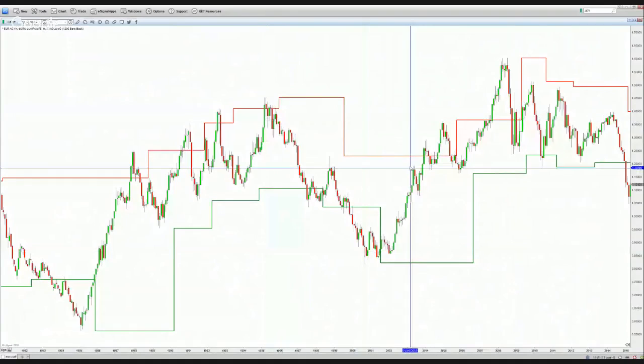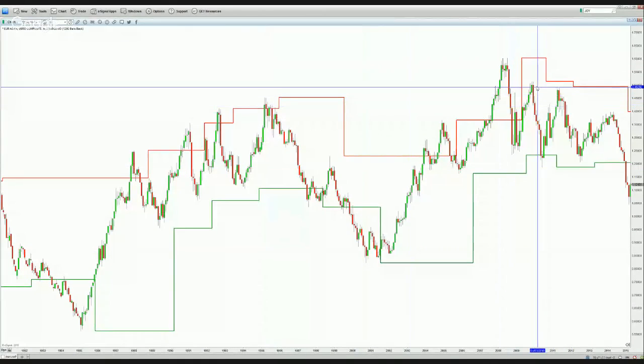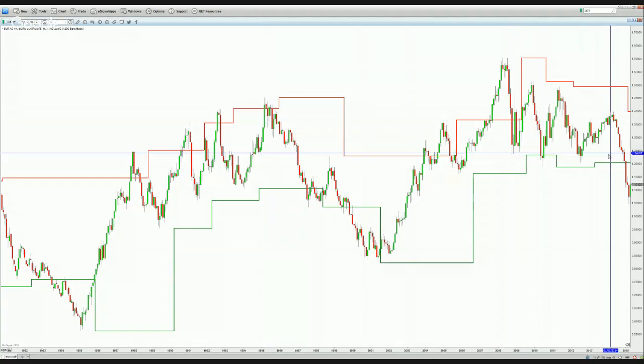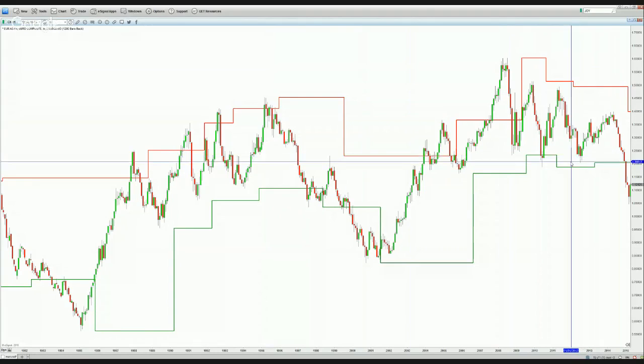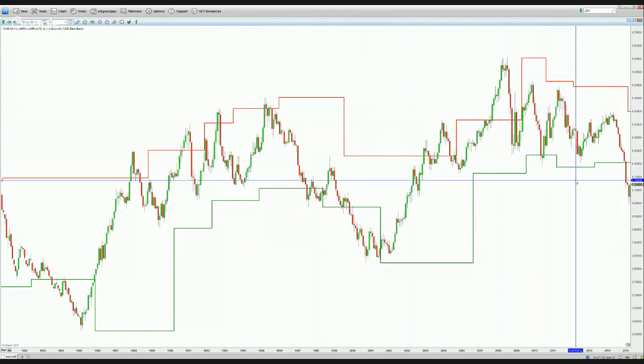Trend, trend, trend, trend, trend there. So you can see that the euro dollar does trend well. And that's where you want to be. You want to be on those long-term trends.